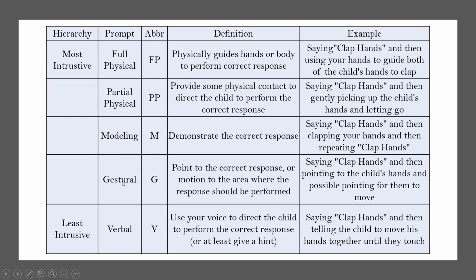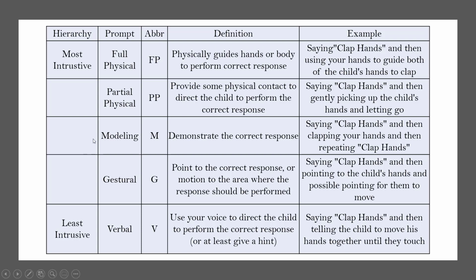Higher up on the hierarchy is a gestural. This is when you point to the correct response, motion to the area, things like that. So you would say clap your hands and then point to the child's hands to give them a hint that they need to clap their hands.